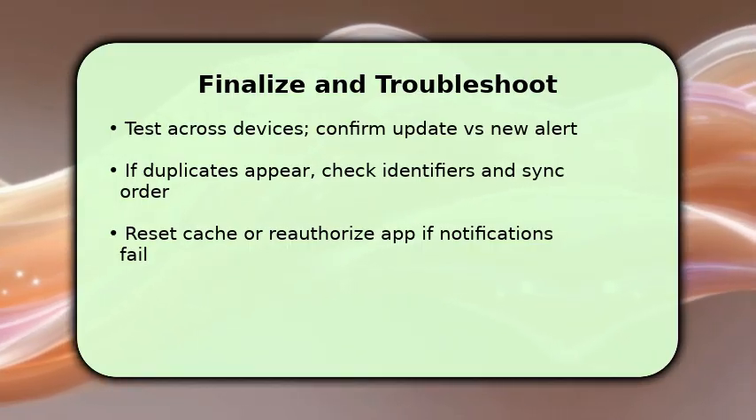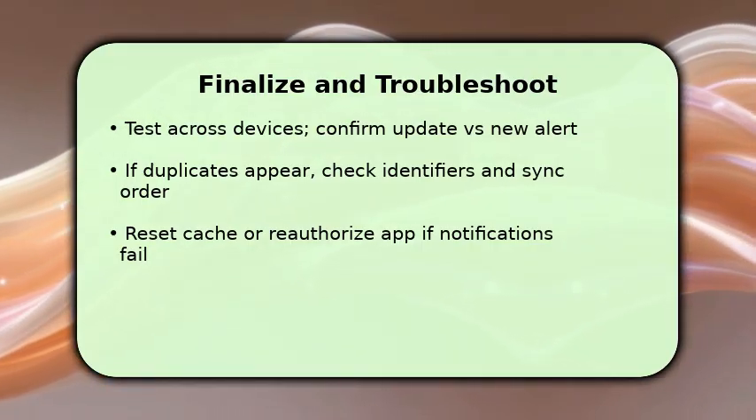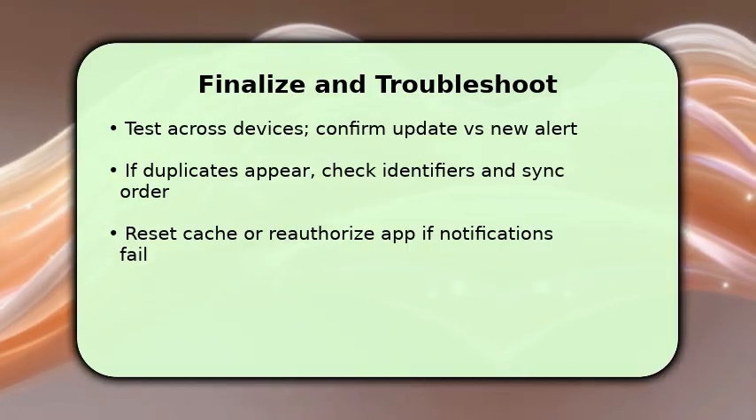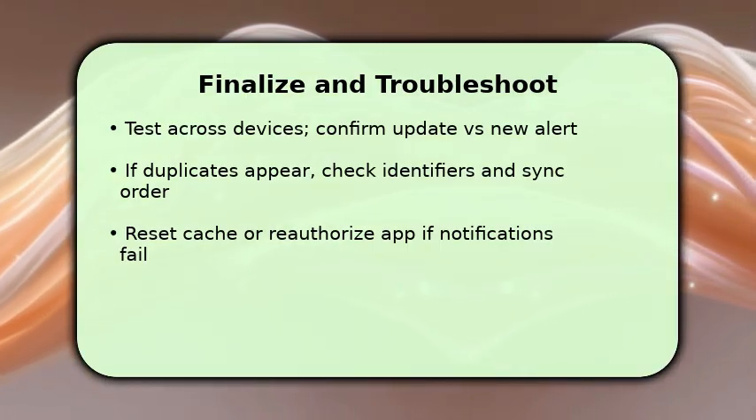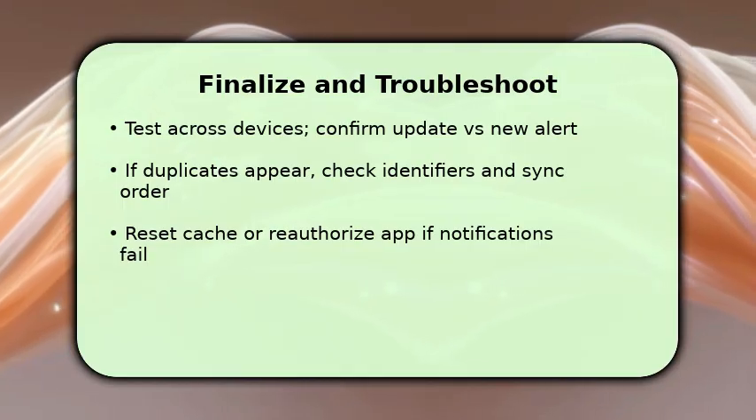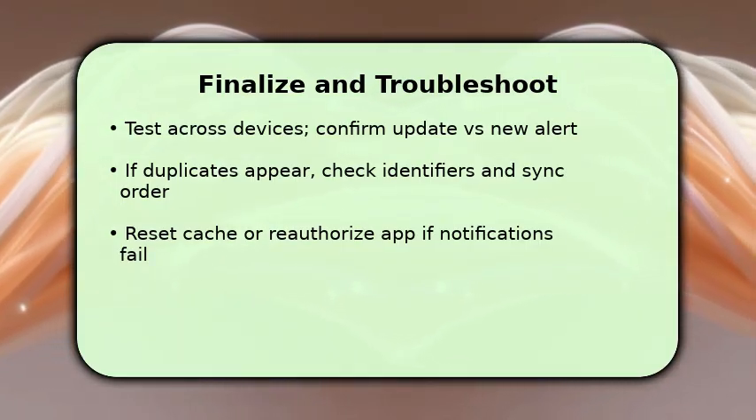If notifications stop arriving or won't update, clear app cache, reauthorize the account, and reapply the tag. That single troubleshooting tip, recheck identifiers and sync, solves most issues quickly.